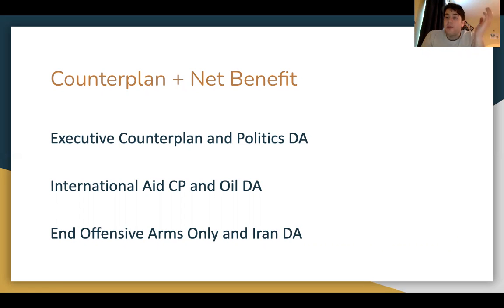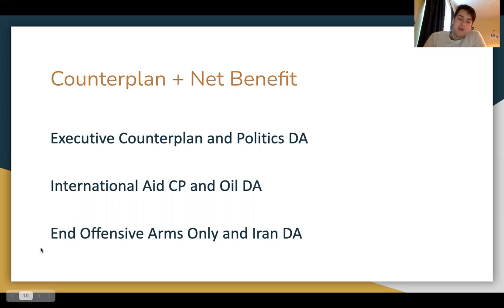And then you can read a disad, a politics disad. You can go check out my politics lecture if that's something you're interested in, and specifically link it to Congress. So because yours is no longer going through Congress, you can win that way. An advantage counterplan and a disad would be international aid and oil, right? Instead of stopping arms sales, let's give aid to Yemen, solves their impact, prevents the oil disad.